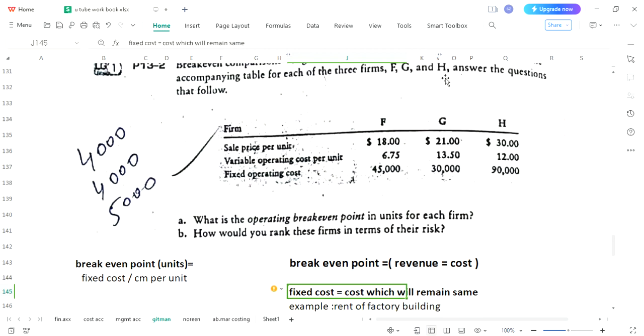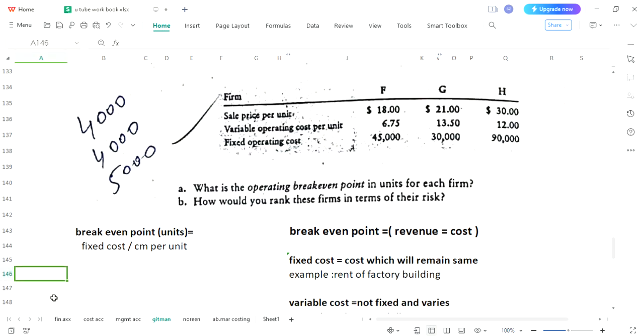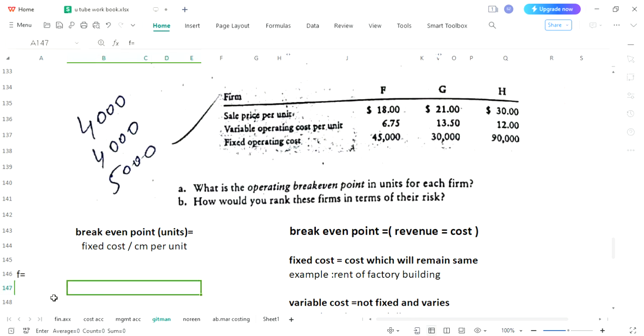So these are three firms and we will be focusing on them separately. First we will be dealing with firm F. For F, break even point in terms of unit, for that we need to have fixed cost. Fixed cost is given in your question. Let me mention it over here. 45,000 is your fixed cost. Then you need your CM per unit.